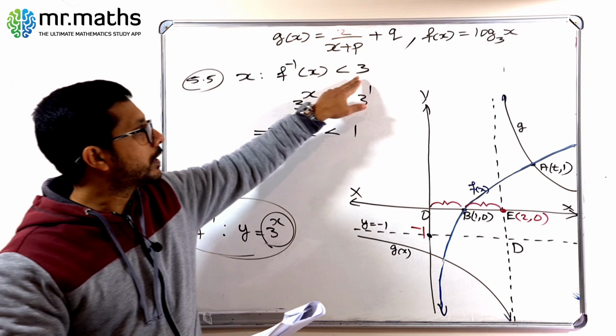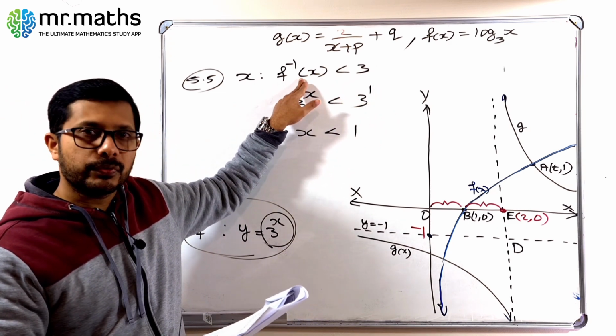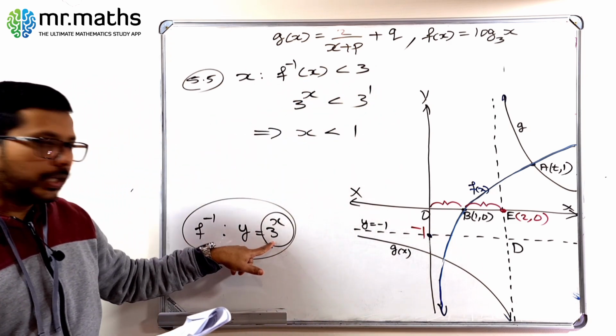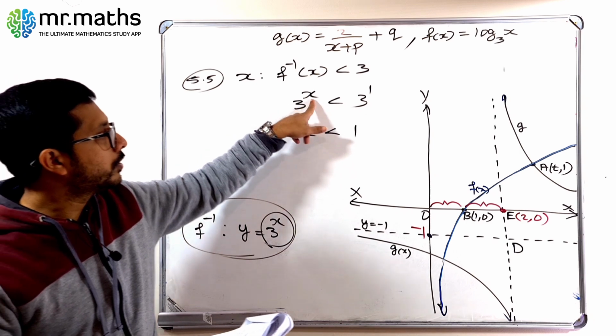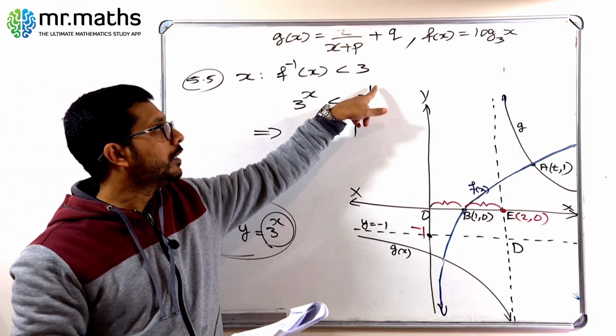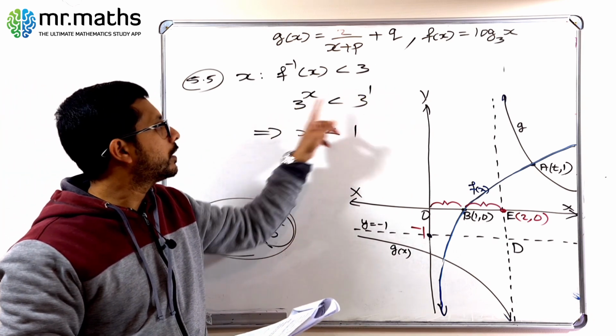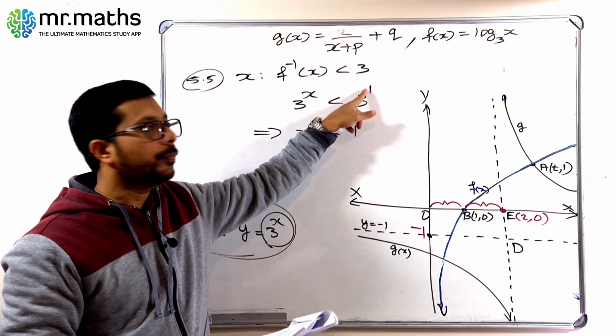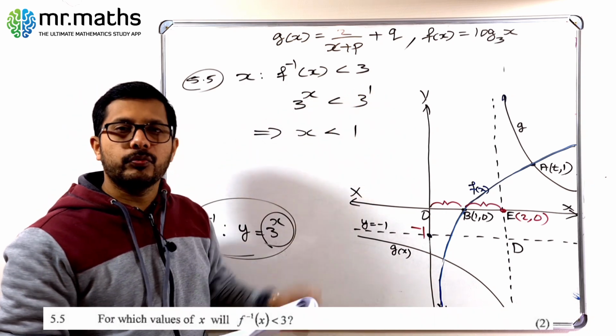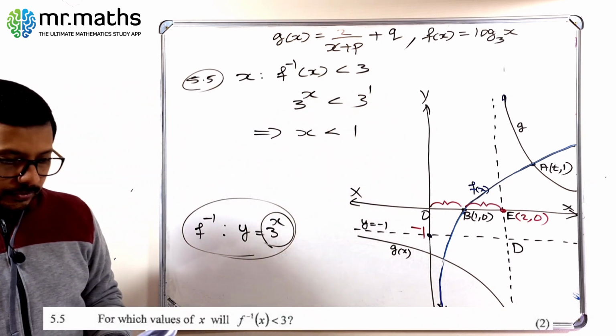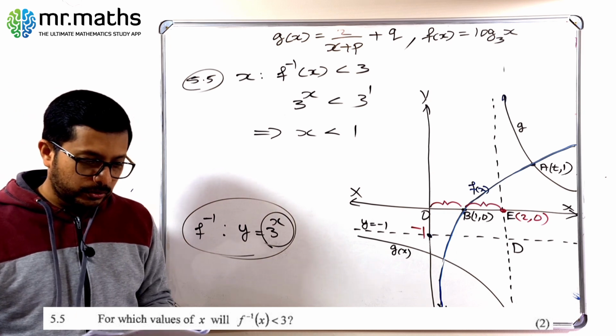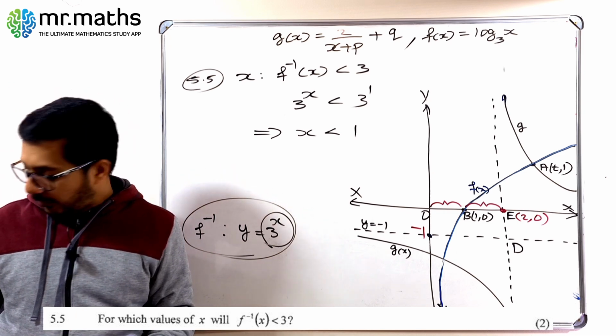So f inverse of x is less than 3. What is f inverse of x from the previous question? 3 raised to x. So we can write 3 raised to x is less than 3. 3 means 3 raised to 1. So here the bases are the same, so we can equate the powers, that is x is less than 1. That is question number 5.5. Now let's go to question number 5.6.